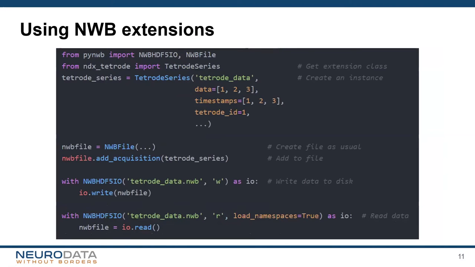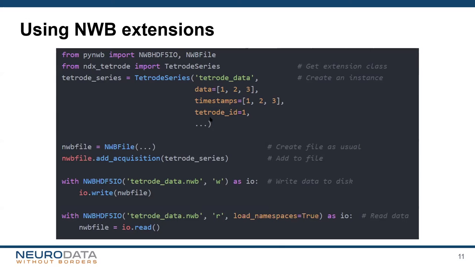Once the extension is installed, well, how do you use it? Using the extension is actually quite easy. In Python, all you have to do is import the class from the extension package, and then the class is fully integrated with the rest of PyNWB. You can add the tetrode series to a file just like any other electrical series object. It's kind of magic, and if you're familiar with metaclass programming, there's a lot of magic going on behind the scenes to dynamically generate these classes from the files.